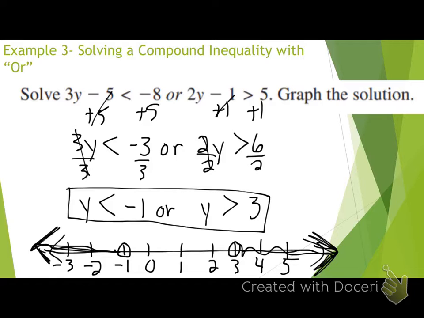Questions on example 3? Any questions on any of the notes we just covered? Are we feeling pretty good about and compound inequalities? Feeling pretty good about or compound inequalities? Writing them, graphing them, solving them, all the things. We all okay with them?